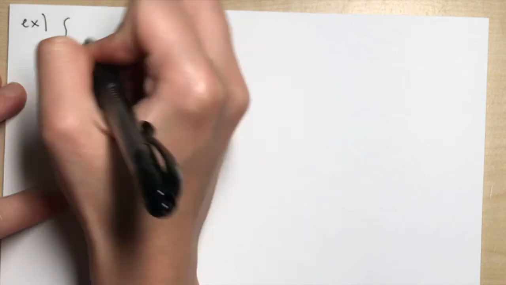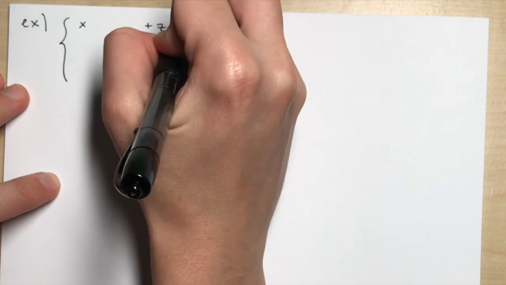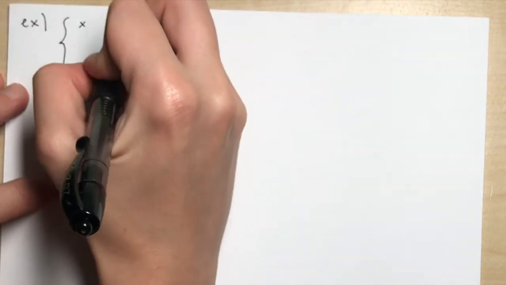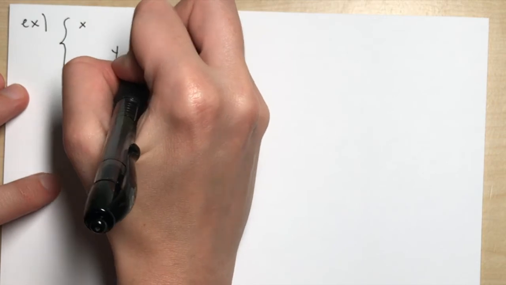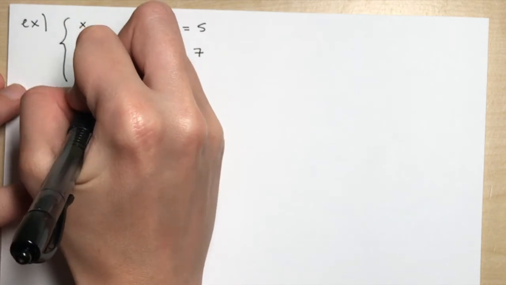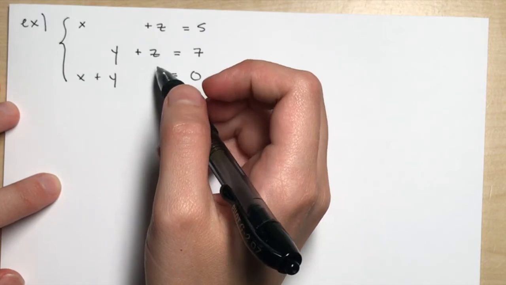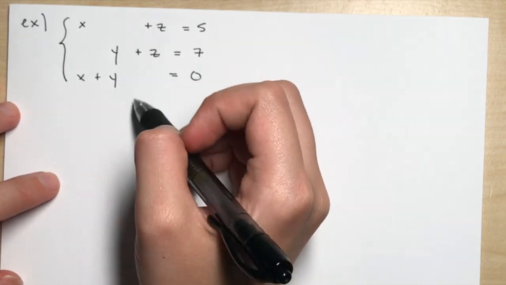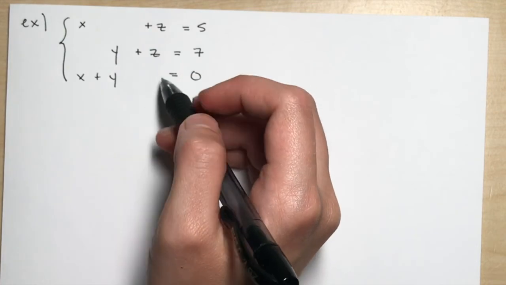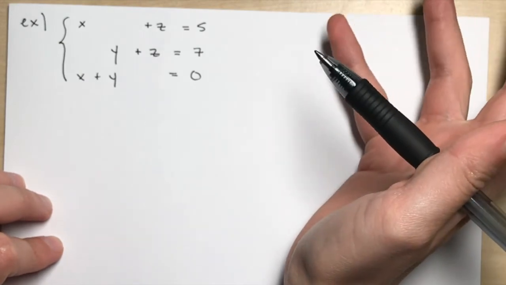All right, let's do one like this. So example, let's say we've got x plus z is 5. We've got y plus z is 7. And we've got x plus y is 0. All of these equations have 2 variables, but we don't have 2 equations with the same 2 variables. So we don't have a 2-variable system. So what can we do here? Well, let's just keep trying and see what happens.